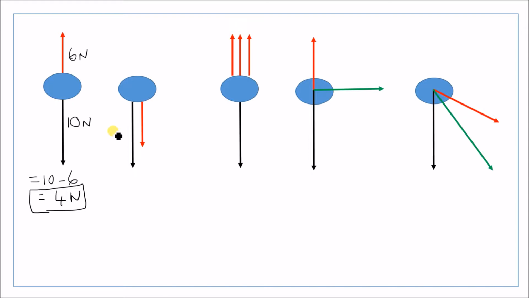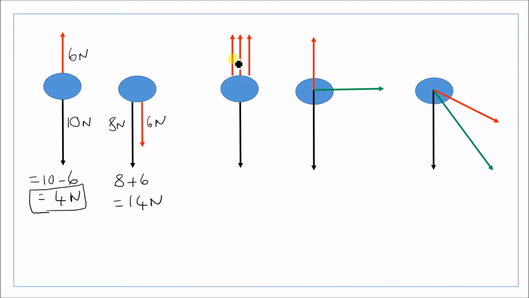Now, if the forces are going in the same direction, say this one's 8 newtons and again this is 6 newtons, then we're going to add them together. So 8 plus 6 is going to give us a resultant force of 14 newtons. And this makes sense. If two people push the object in the same direction, they're going to apply a greater force than two people who are pushing in opposite directions.